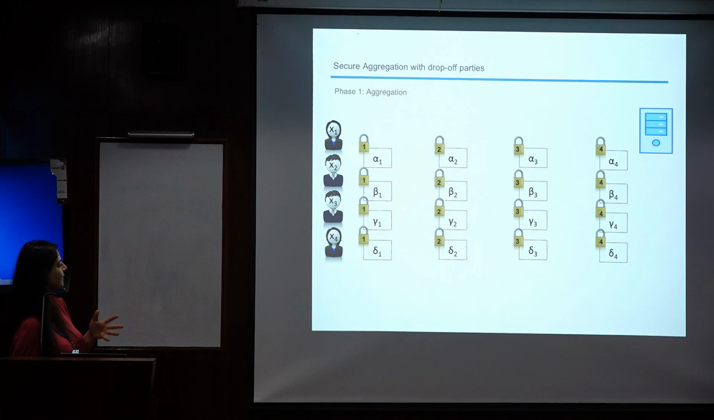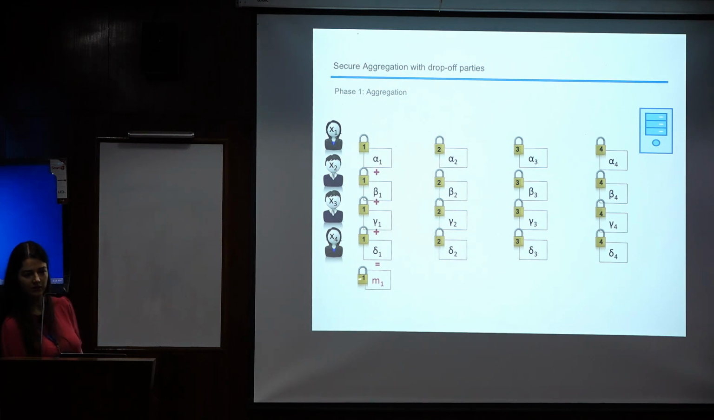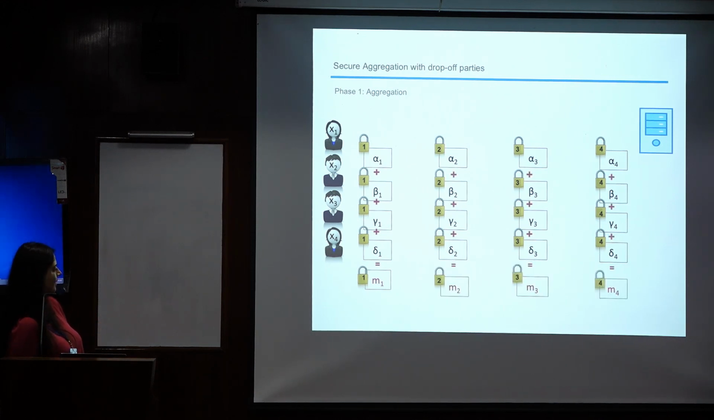Let's say this encryption is additively homomorphic. So if we add two ciphertexts, we get the encryption of the addition. What the server can do is add all the encryptions for the first share, all the encryptions that are under the public key of the first party, and do the same for the others. So the server does four different additions. It comes up with an encryption of M1, M2, M3, and M4, but they're encrypted.